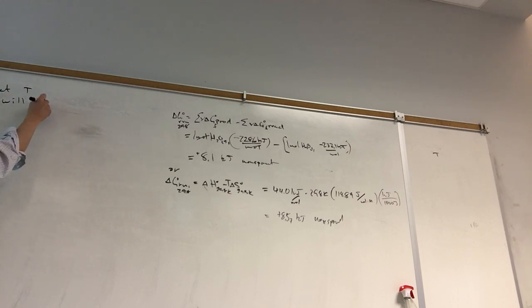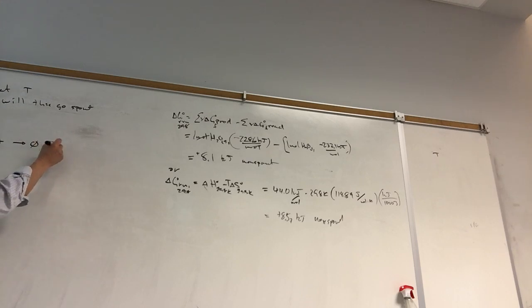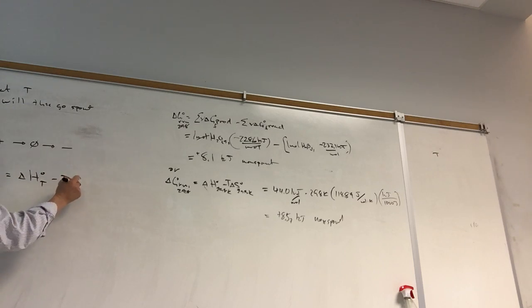spontaneous? All right, so what I want to do is go from a positive delta G to 0 to negative, right, by adjusting the temperature. That's what I'm going to try to do. And so the way I'm going to do that is I'm just going to set delta G naught at temperature T equal to 0 and figure out what temperature I need to get that to equal 0. And so I need the delta H naught at that temperature minus T delta S naught at that temperature.